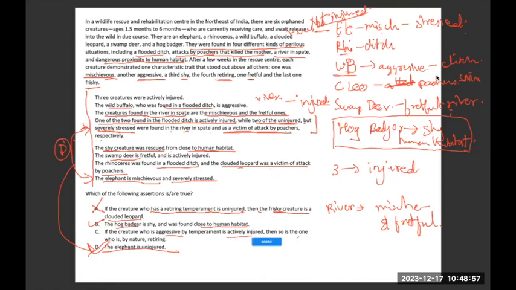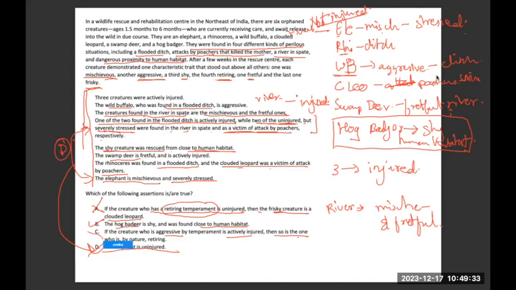Now, this guy who is actively injured, the wild buffalo is found in the flooded ditch, but it does not establish that it is injured or not. Then so is the one who is of the retiring nature. We don't have any information about the one in the retiring nature because no information is provided of 1, 2, 3, 4, 5, 6, 7, 8. Of the 8 statements, we don't have any information about the retiring part or even of the frisky part. Nothing is given much here.